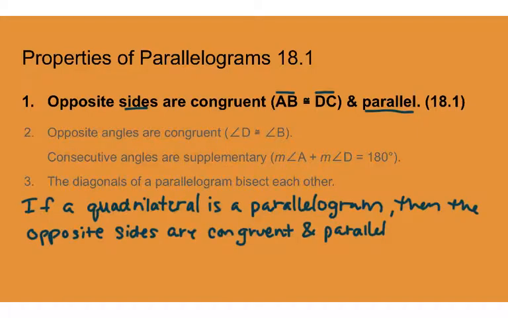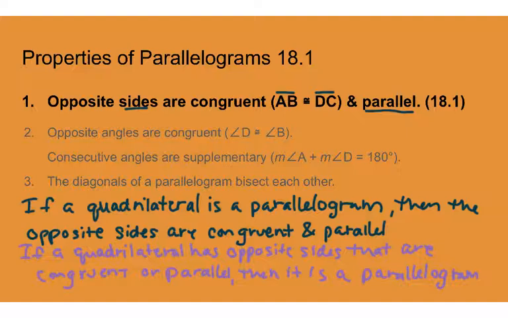If a quadrilateral is a parallelogram, then the opposite sides are congruent and parallel. You could also say the converse of that. If a quadrilateral has opposite sides that are congruent or parallel, then it is a parallelogram. In fact, that reminds me, I'm going to change this "and" to mean "or," because that's technically what this lesson is about. The opposite sides can be congruent or parallel, and then that proves that they're a parallelogram.